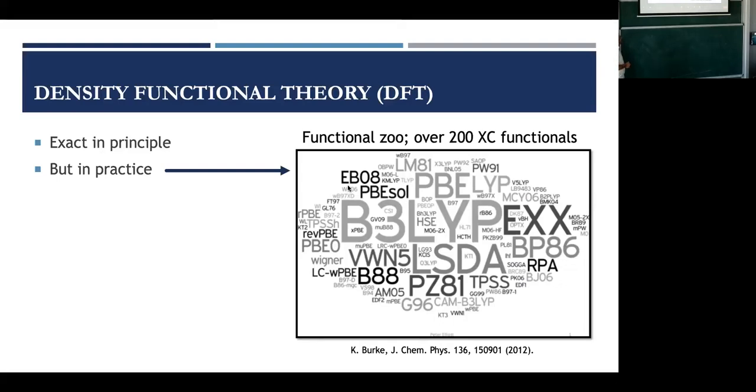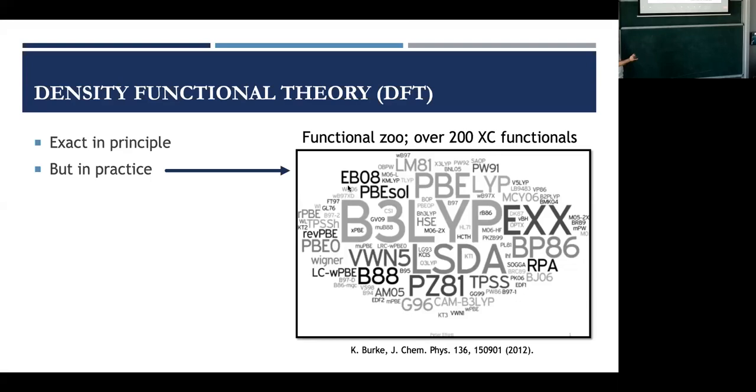So what we have are different flavors of this exchange correlation functional depending upon the problem. And right now we have more than 200 exchange correlation functionals, and we are counting. With machine learning, we have more and more exchange correlation functionals coming up. This was still in 2012. Depending upon the problem, we need to choose the exchange correlation functional. There is no particular exchange correlation functional that is universal.